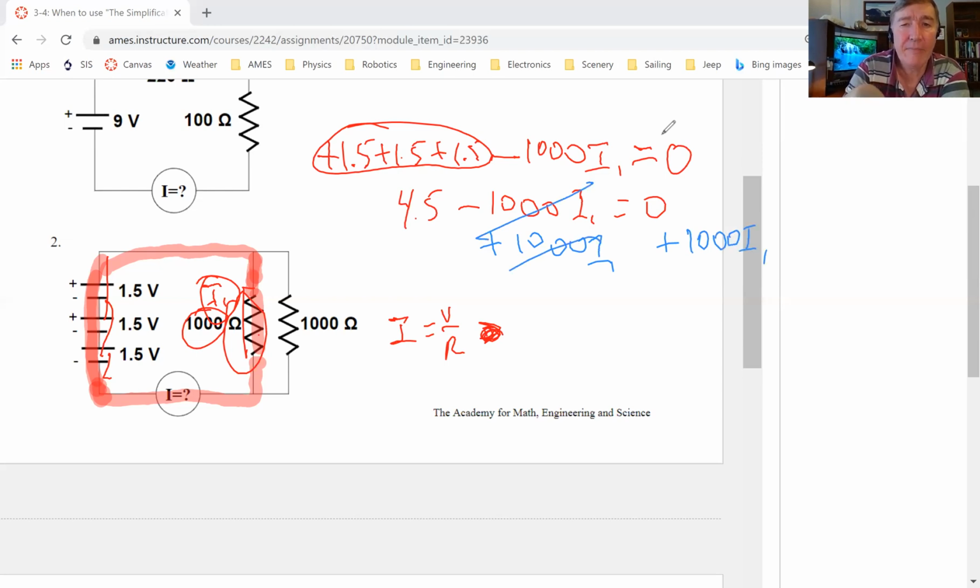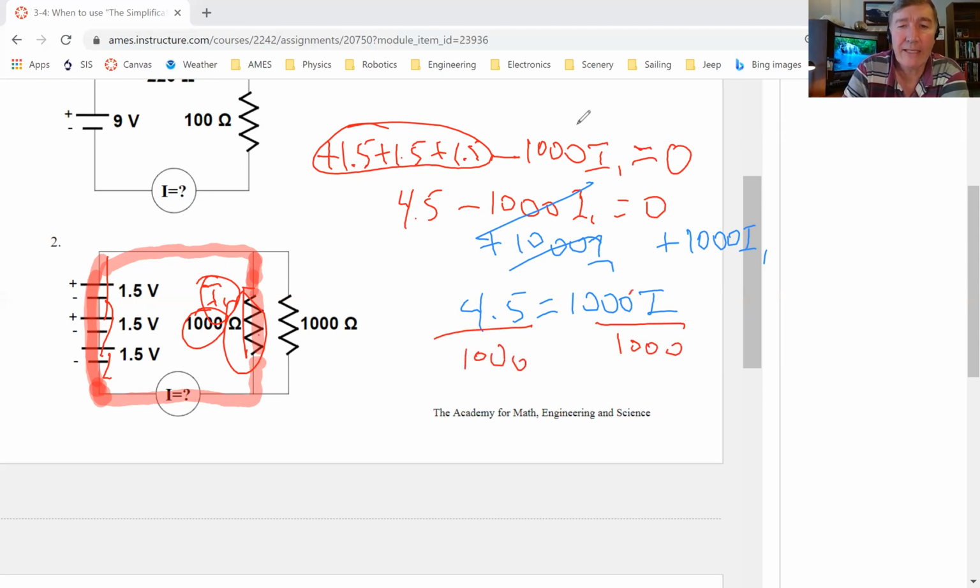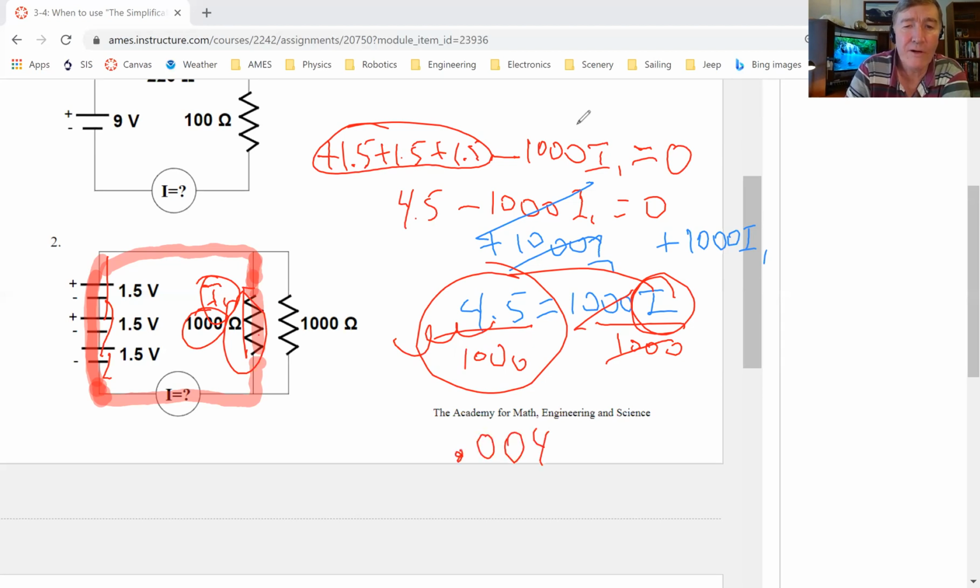Okay, so that cancels that. All right, so that leaves us with 4.5 equals 1,000 I1. Okay, now what would your 9th grade math teacher have you do next? Well, she would probably say, let's divide by 1,000. So that cancels that. So I1 then equals that, which all we have to do is just move the decimal over 3 places, 1, 2, 3. Okay, so the answer then is 0.0045 amps, which is the same thing as 4.5 milliamps.